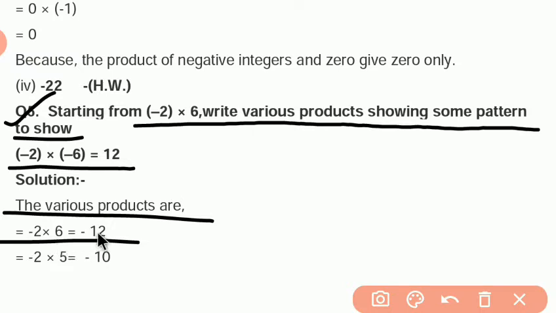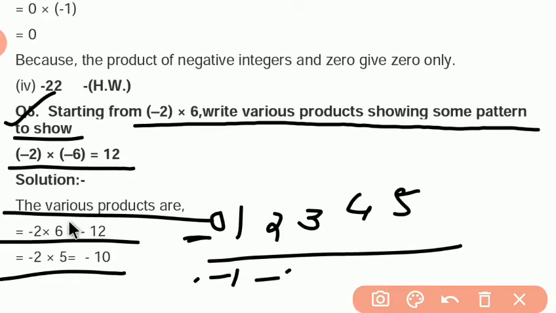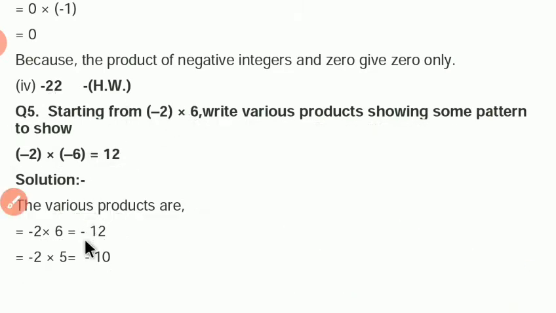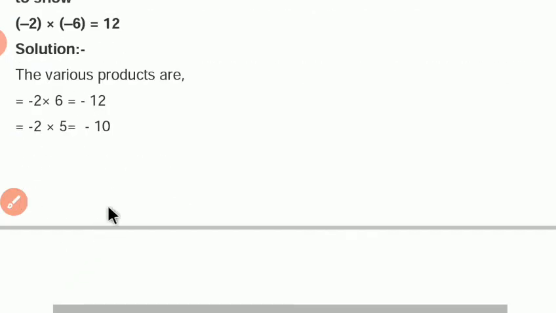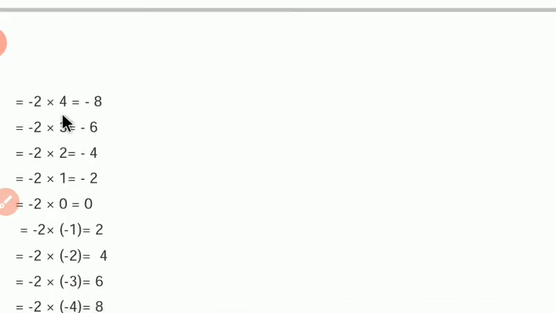So 2 6s are 12 and the sign will be minus. Then we have to go till -6. It means 6, after 6, 5, 4, 3, 2, 1, then 0, -1, -2, -3, -4, -5, then -6. It means we have to go in decreasing order because we have to start from +6 to -6. So -2 into 5 is -10. After 5 we have to multiply -2 by +4. So -2 into 4 is -8.